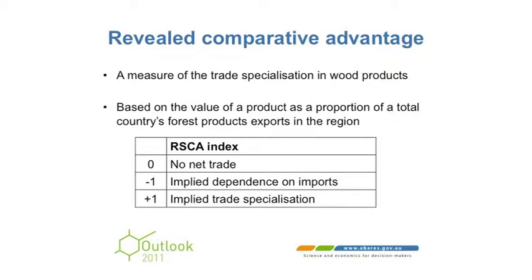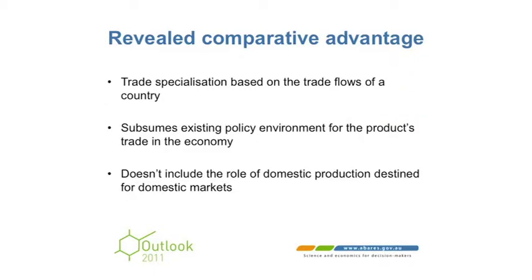It's on a scale of -1 to +1. So if it's +1, it implies that a country or economy has a very strong advantage in production and export of a particular product. If it's -1, you have a very heavy dependence on imports. So the index is based only on trade flows. It doesn't take into account domestic production that's used domestically within an economy.